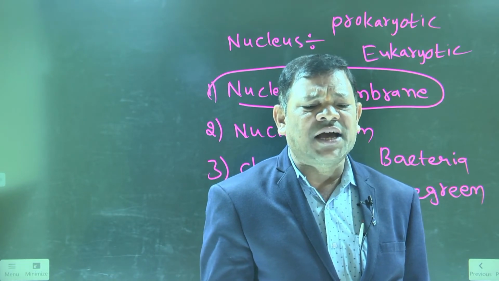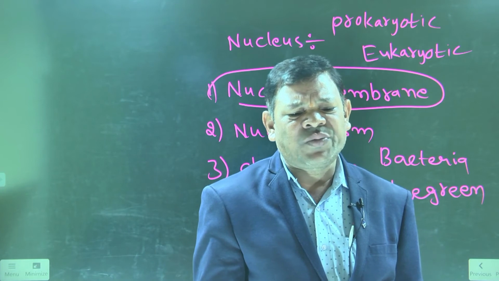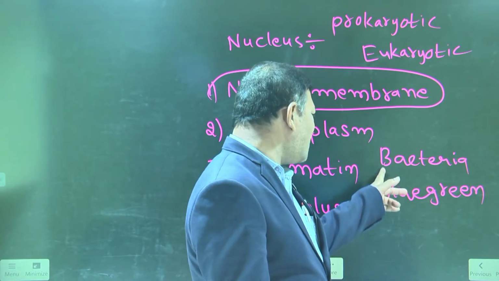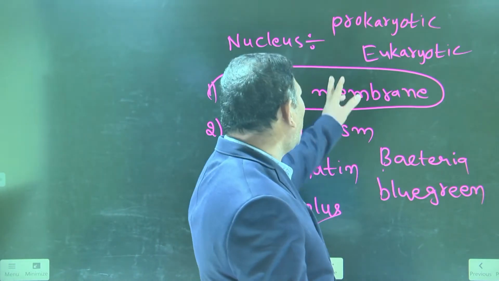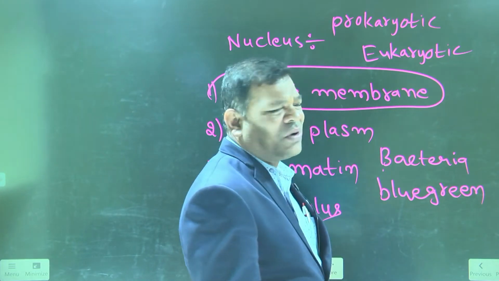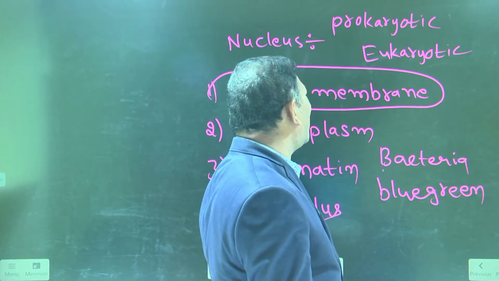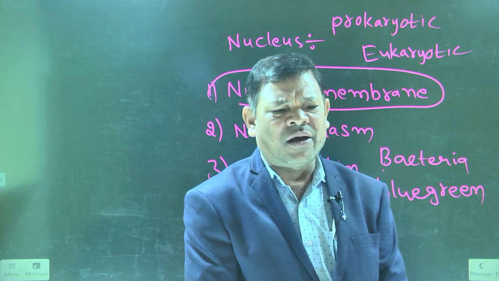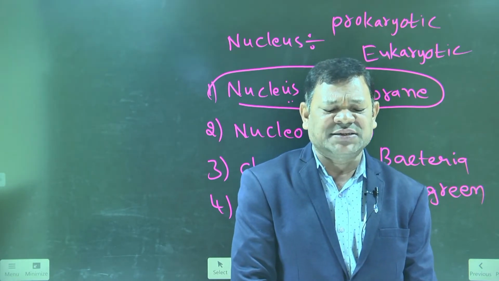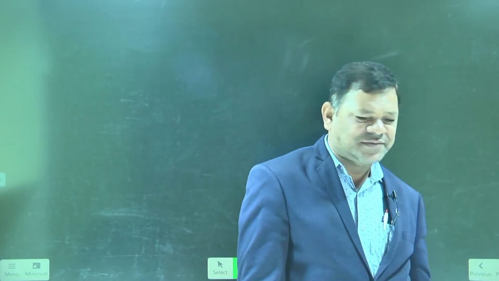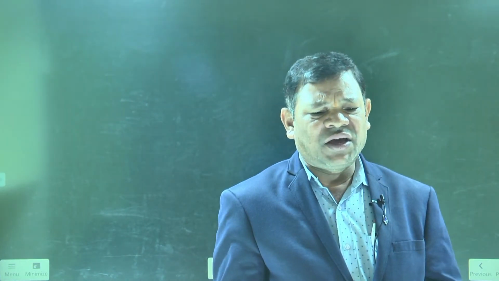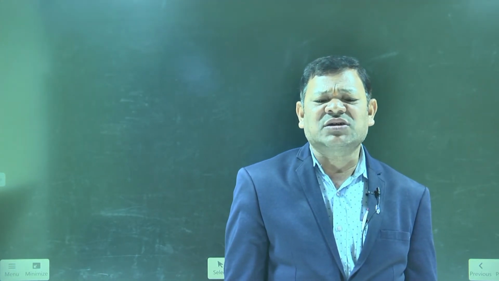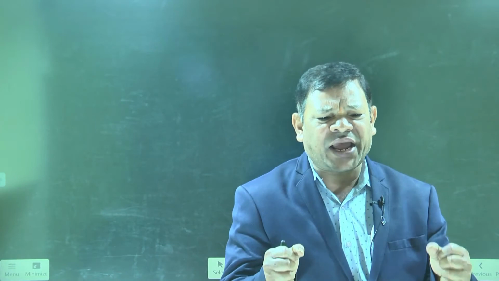So eukaryotic organism is a very advanced organism. In prokaryotic organisms, the nucleus and nucleus membrane are absent. Examples: bacteria, blue-green algae. In eukaryotic organisms, the nucleus and nucleus membrane are present. Examples of eukaryotic organisms are the plant cell, animal cell and human being. Now, what is the function of the nucleus? Function of the nucleus. Very good, excellent. Nucleus controls all the cell organelles. That's why the nucleus is called the cell brain.